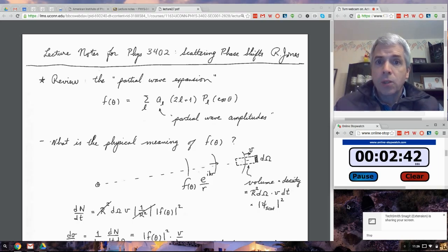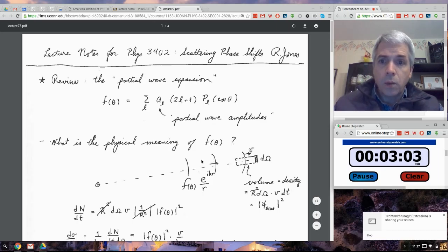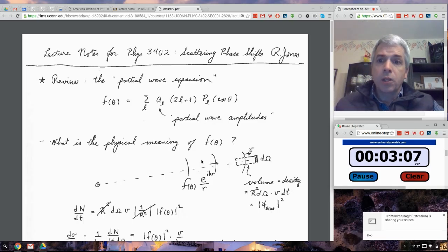What is it that makes them distinct? It actually turns out that the one distinction is the fingerprint of each potential is in this f of theta. And the f of theta physically is what I'm going to describe using the picture down below here. But let's first remind ourselves what the partial wave expansion says that f of theta can actually be described as.